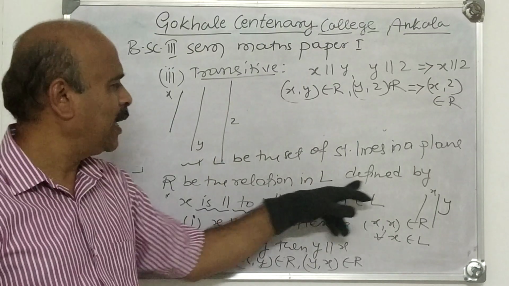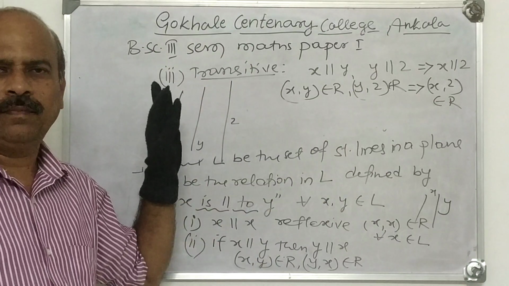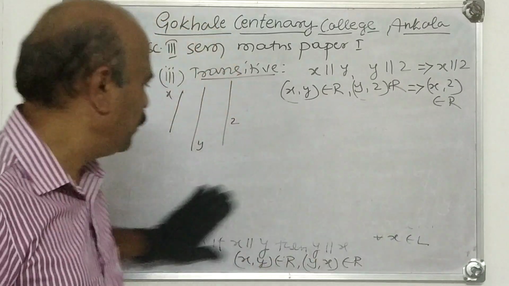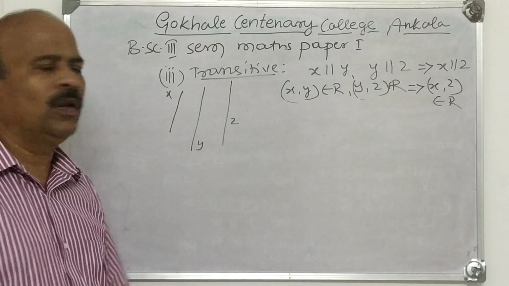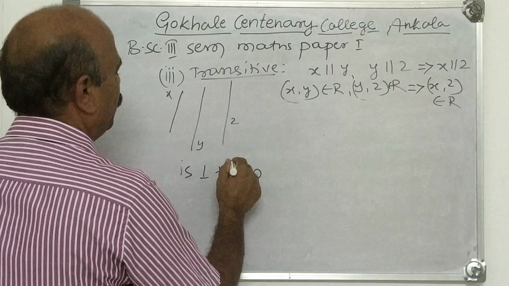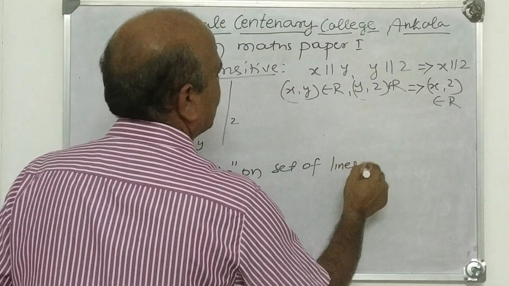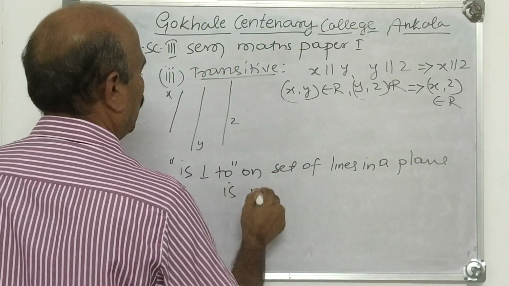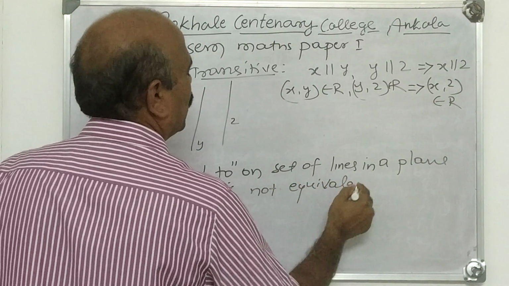Hence, is parallel to is an equivalence relation on the set of lines in a plane. However, is perpendicular to, is it an equivalence relation? Is perpendicular to on the set of lines in a plane is not an equivalence relation.